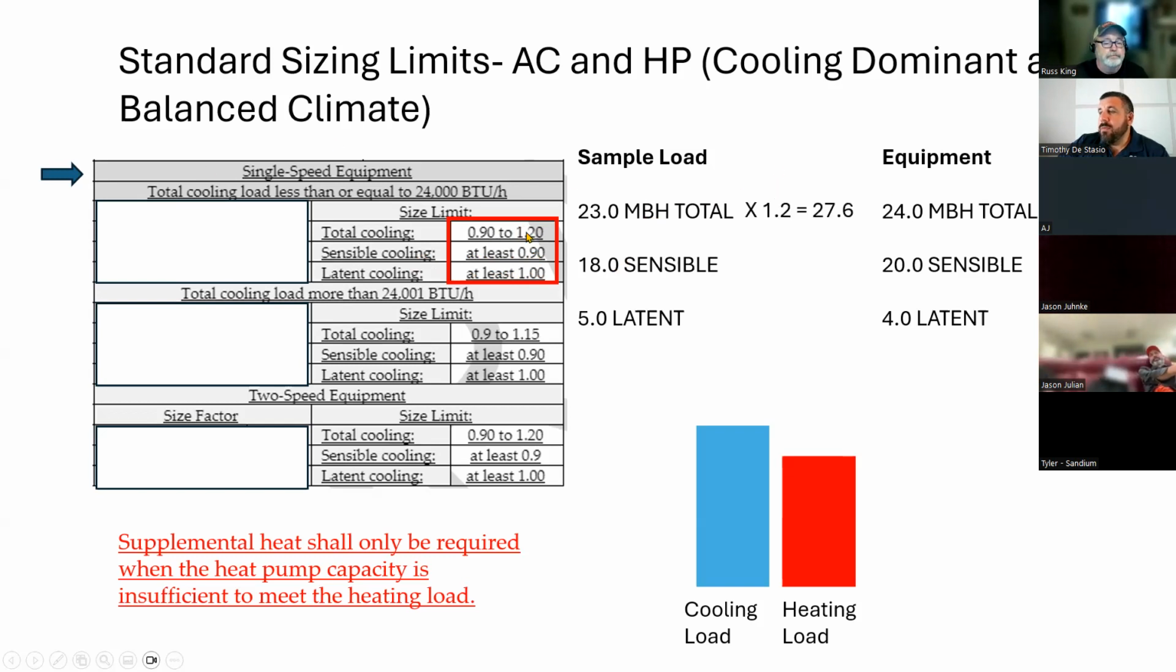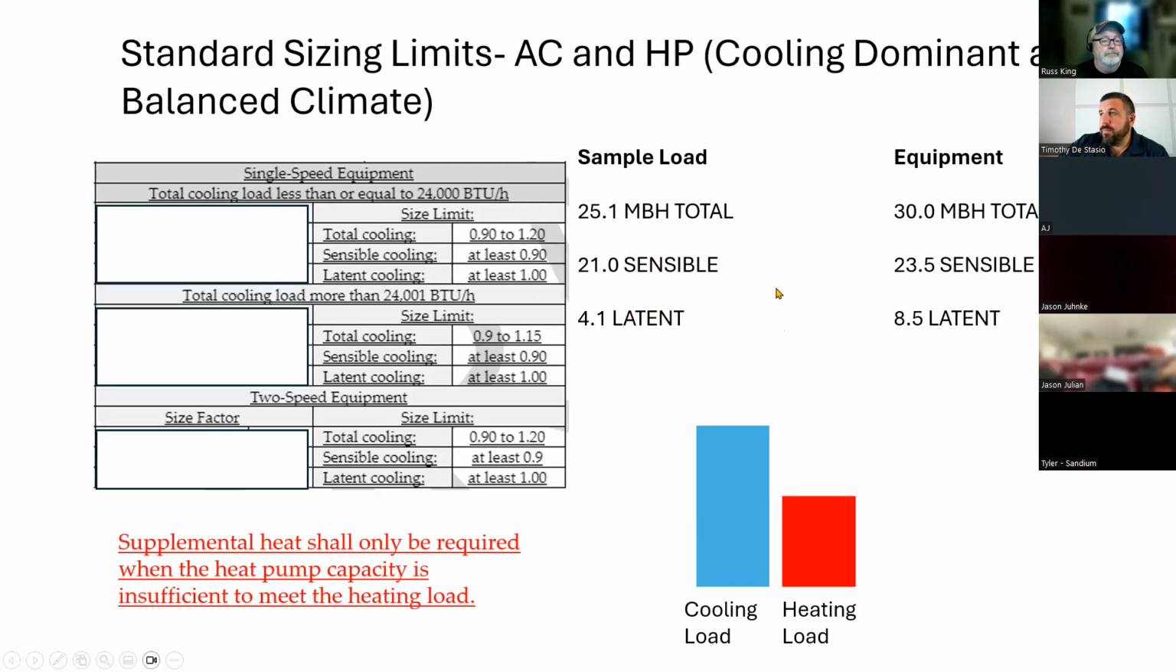We got to take the maximum 1.2, because obviously our unit is bigger than our load, so we'd be looking at the 1.2. And so what's the most capacity that we're allowed to have? Total capacity is 27.6. Well, we've got 24, so we're good. Because we have more sensible capacity than load, we know that we're compliant here because we're at least 90% of it. But then the main thing we got to keep in mind is, are we meeting our latent load? And in this case, we are not. So we are not compliant with Manual S because we're not meeting our latent load.